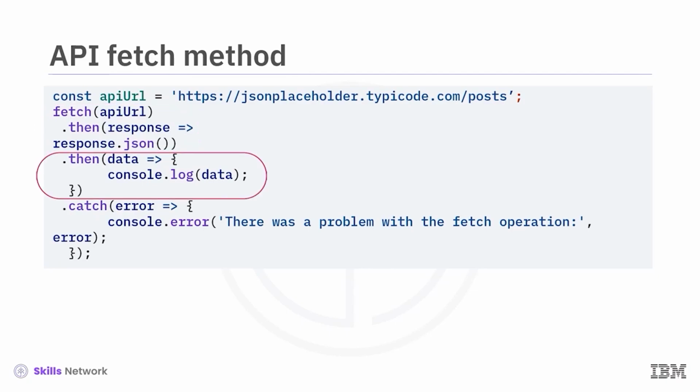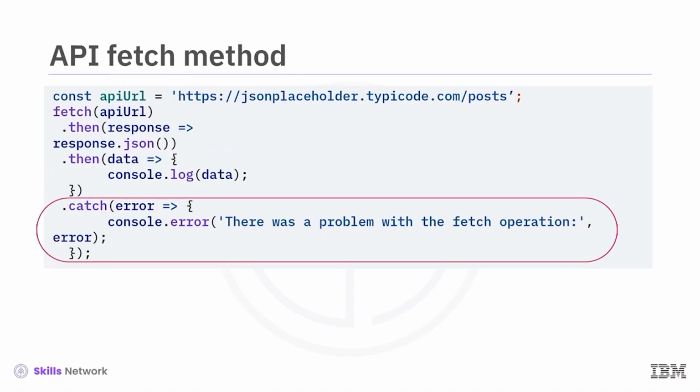You add another then method to deal with the JSON data that was read in the last step. This method takes a callback function as an argument. The callback function runs when the JSON parsing is complete, and the parsed JSON data is given as an argument. In the callback function, you write the info to the console.